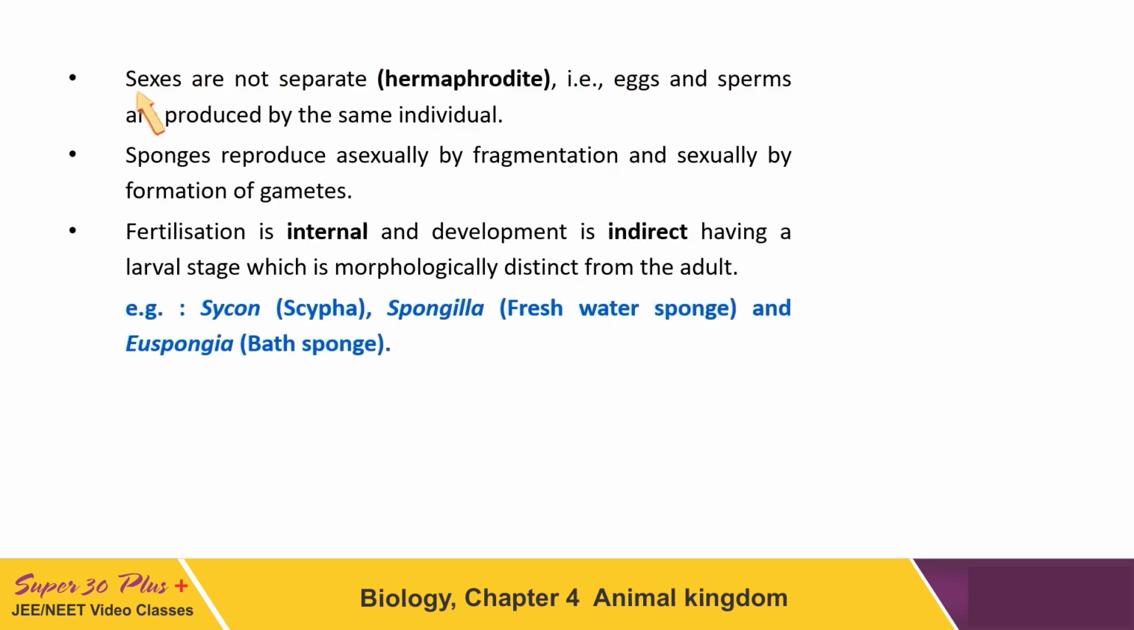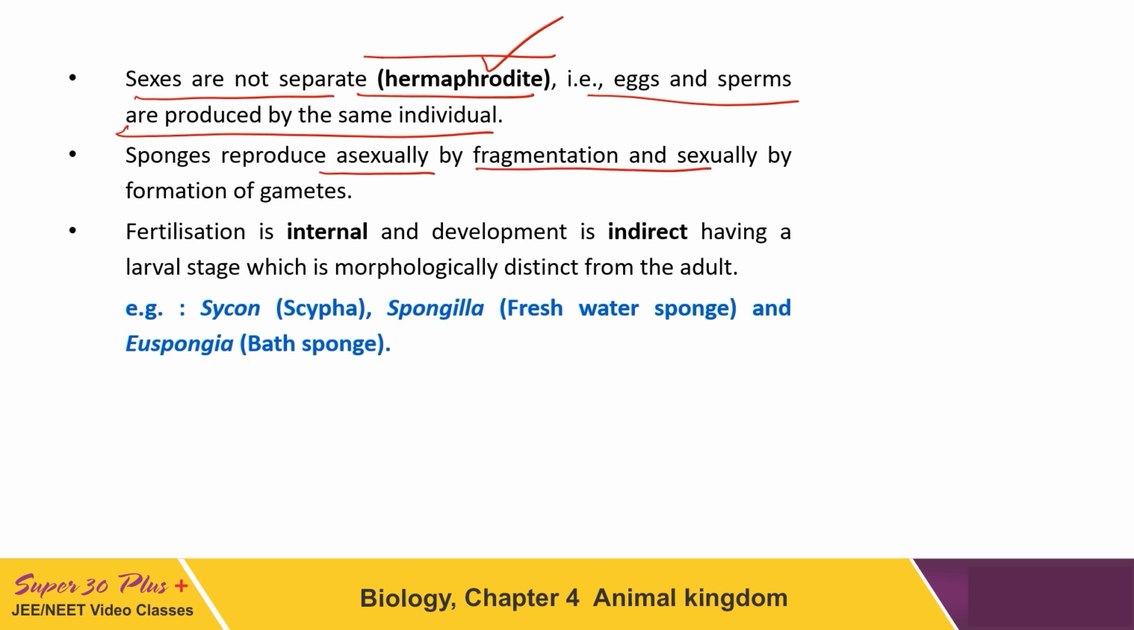In sponges, the sexes are not separate. Male and female are found in the same organism, hermaphrodite. Eggs and sperms are produced by the same individual. Sponges may reproduce asexually by fragmentation and sexually by gametes. The gametes will be formed. Fertilization is internal and development is indirect.